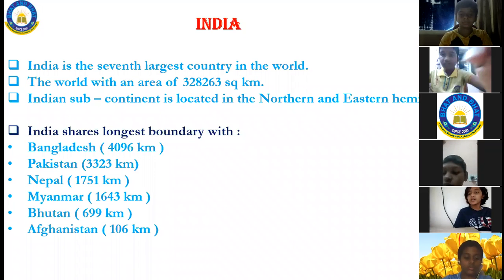That is the seventh largest country. It's not nine. Second part, I'll explain you again, don't worry. So it's all about the boundaries. So India's boundaries, what it has shared with, I'll explain you that, don't worry again.